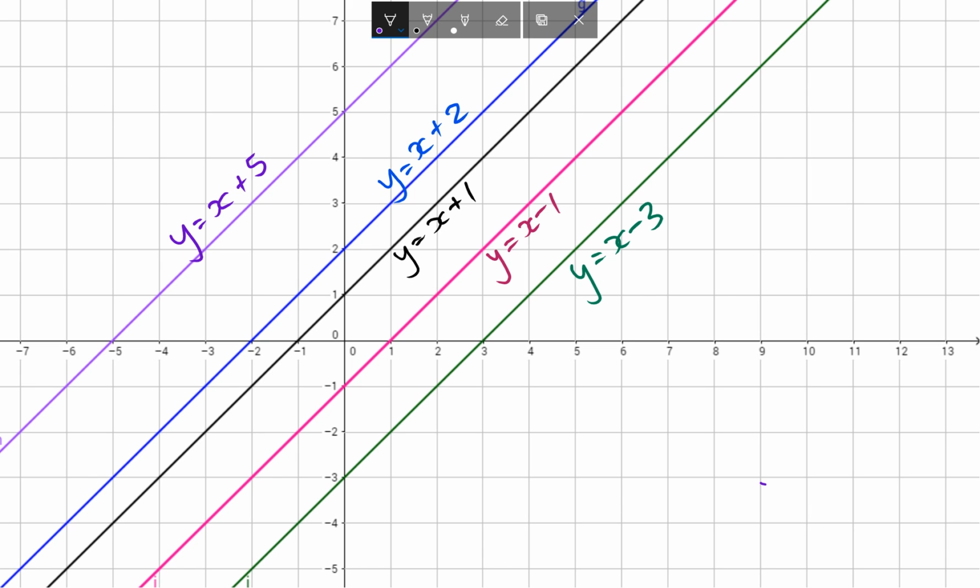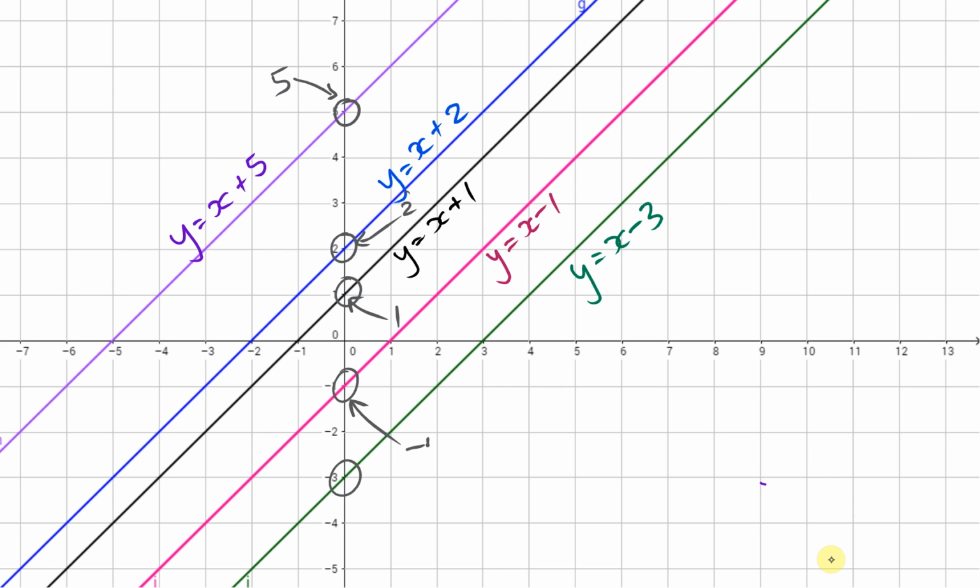Now the point where the lines cross the y-axis, all we're doing is looking at the y-axis and finding those points where the line crosses or intersects the y-axis. So those points there are the y-intercepts. That point there is actually 5 on the y-axis. This point here I can see is 2. That point, although I've covered it, is actually 1. This point here is negative 1, and that point there is negative 3.